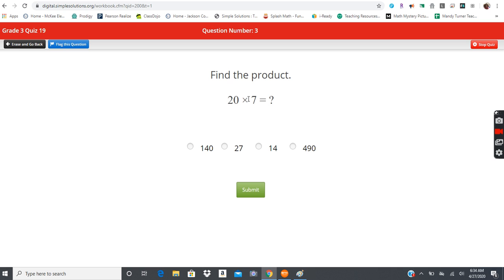Find the product, 20 times 7. We do not have to know our multiplication facts all the way to 20 in 3rd grade, but we do know multiples of 10. And 2 times 7 is 14, and then I just add my 0.